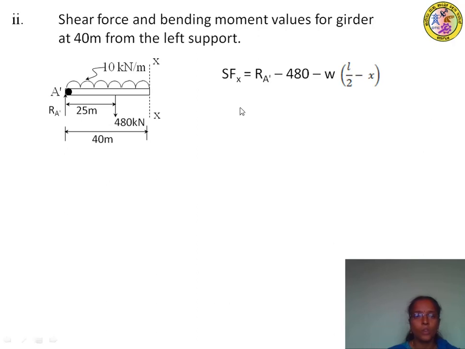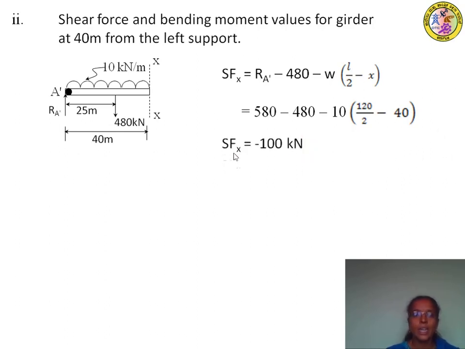So if you substitute the values here, RA dash is 580 minus 480 minus 10 into length span is 120 by 2 minus X is 40. So then we are taking a section at 40 meter from the left end, therefore X is equal to 40 meter. So shear force at any section X is equal to minus 100 kilonewton. Minus means it is acting in the downward direction.